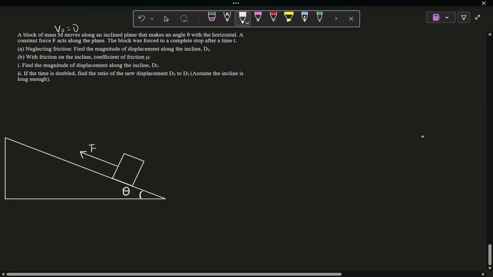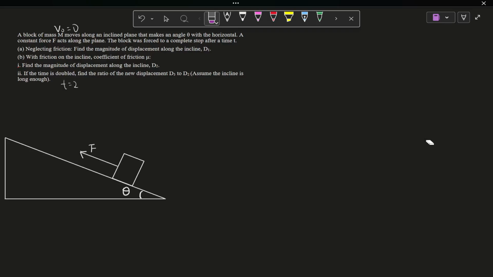Now, the B part. With friction on the incline, coefficient of friction equals mu. First, find the magnitude of displacement along the incline, d2. Second, if the time is doubled, which means t is now equal to 2t, find the ratio of the new displacement d3 to d2. Assume the incline is long enough.